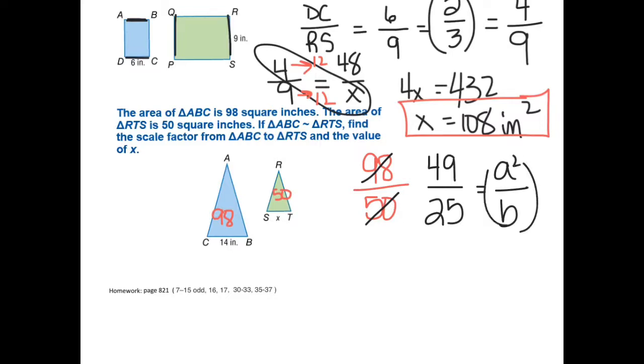And remember, these are squared. So if I want to find the scale factor, I have to take the square root of these, because I'm looking for the A to B ratio. But remember that if I take the square root of one side, I have to take the square root of the other, which should be 7 over 5.